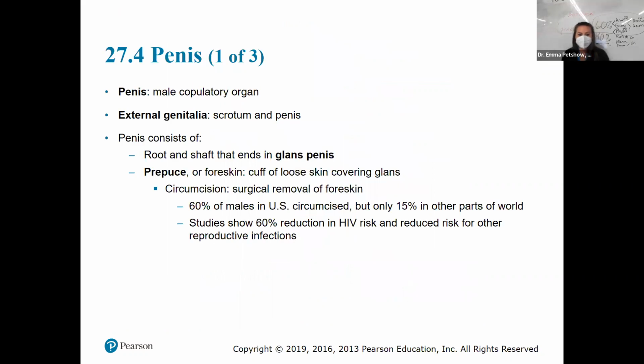So then the penis itself, it's that main copulatory organ. We've seen it counts as part of the external genitalia, so scrotum and penis. And the penis, we've talked about the different structures already, so I'm not going to belabor this too much, but it does have that shaft that ends in the glans penis. And then there is the prepuce or foreskin, which is a cuff of loose skin that covers the glans.